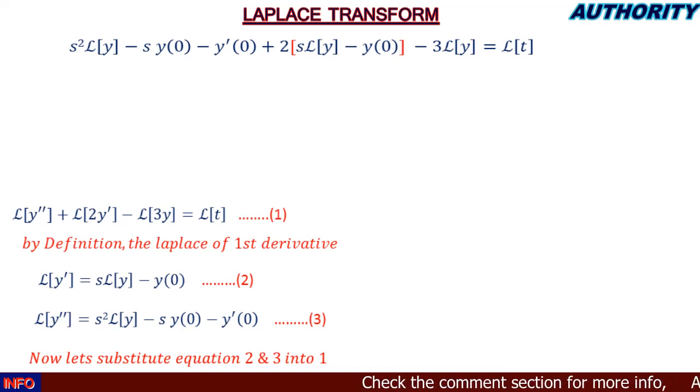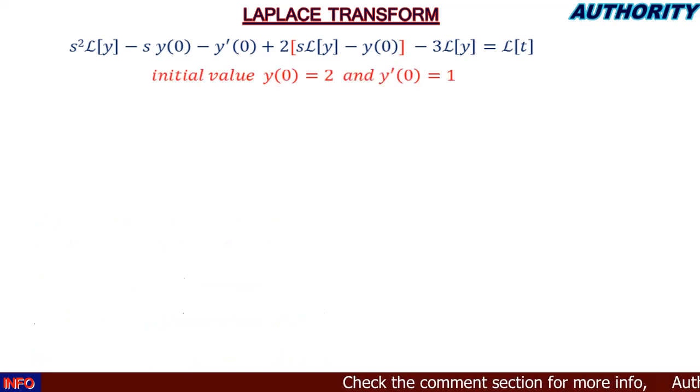Now, we are given the initial values y(0) = 2 and y'(0) = 1. In this place, we can see clearly that we have y(0) and y'(0). So in place of y(0) and y'(0), we are going to write 2 and 1 respectively.